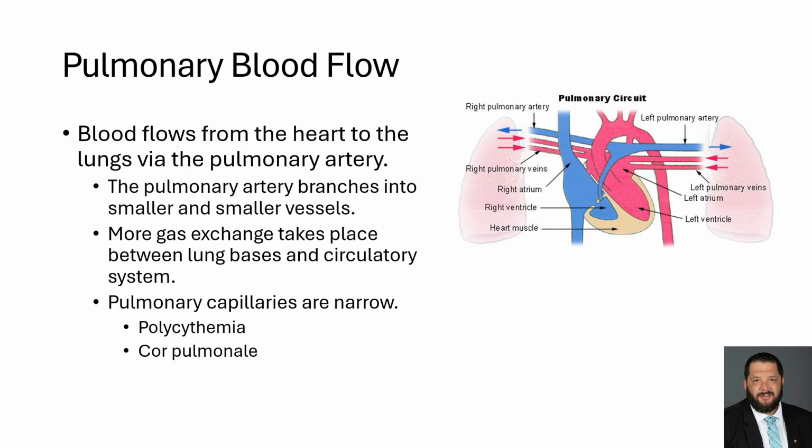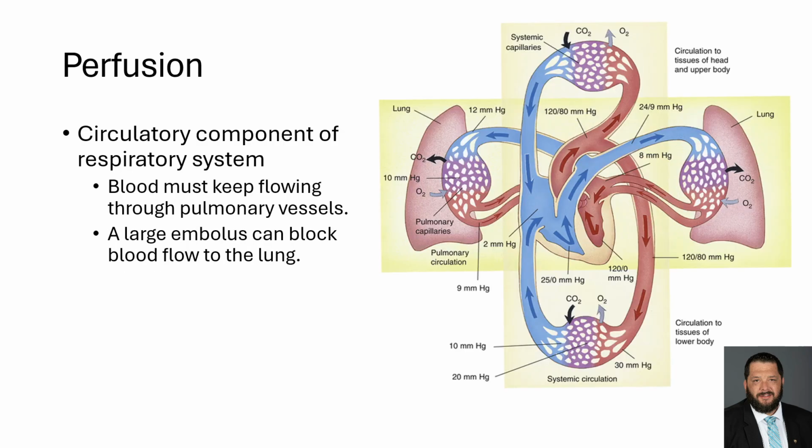Pulmonary capillaries can be very narrow and thus are subject to complications when we talk about perfusion disorders as they relate to pulmonary disorders. The circulatory component of the respiratory system has a couple of key components. Blood has to be continuously flowing into all of the areas. And if that blood is blocked, for example, by a large embolus, which we call a pulmonary emboli, this can block blood flow to the lungs and prevent gas exchange from occurring, as well as prevent oxygenation of the tissues in the lungs.